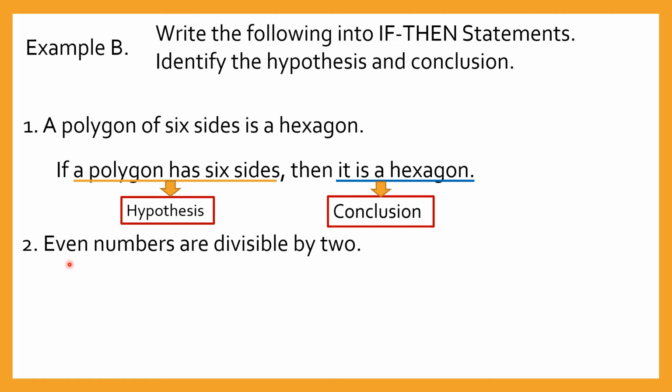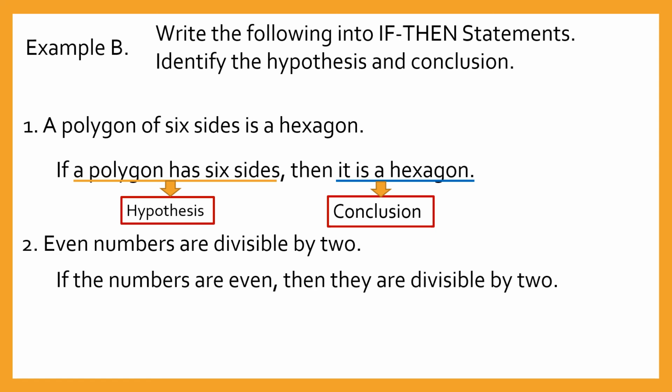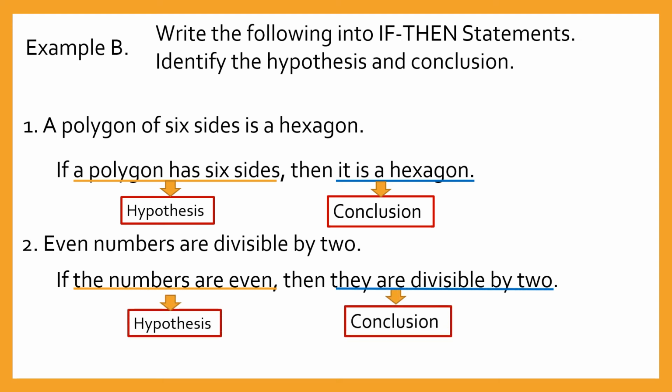Now, do you want to try changing this to an if-then statement and identifying the hypothesis and conclusion? You can pause the video if you want to try. Even numbers are divisible by 2. So if the numbers are even, then they are divisible by 2. Or you can also say that if it is an even number, then it is divisible by 2. So that is the hypothesis, and this is the conclusion.